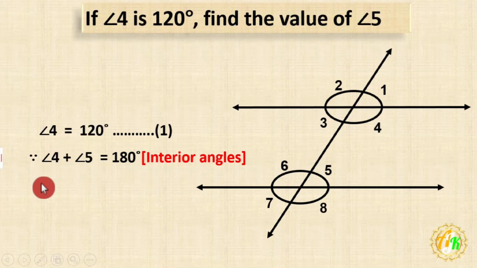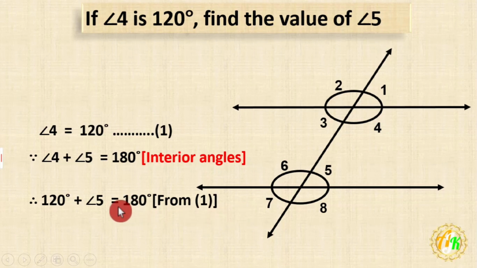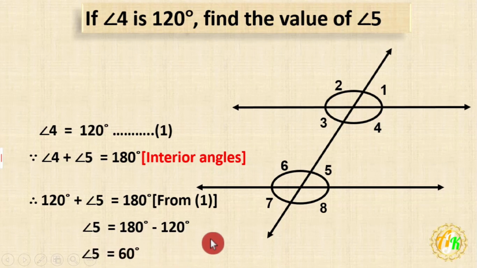Now angle 4 value we will write down, and angle 5 as it is, and below 180 as it is. Next, 120 degree will go to the right hand side and becomes negative. Angle 5 equal to 180 degree minus 120 degree. After going from left to right it becomes negative. So after subtracting, angle 5 is equal to 60 degree. So value of angle 5 is 60 degree.